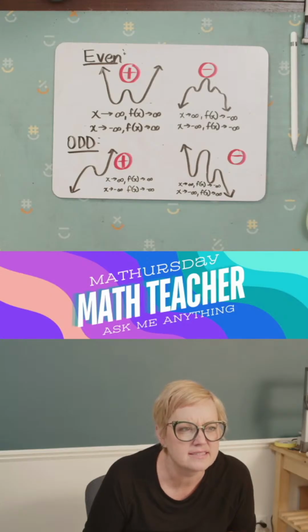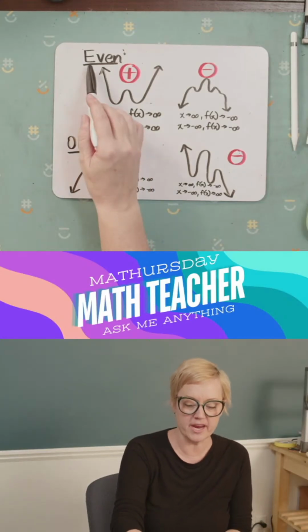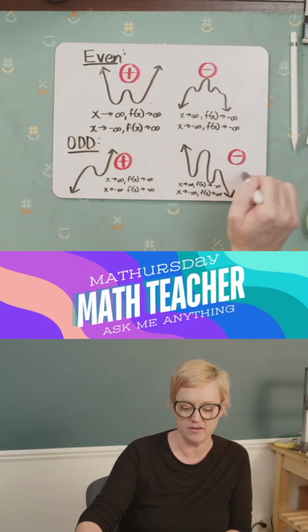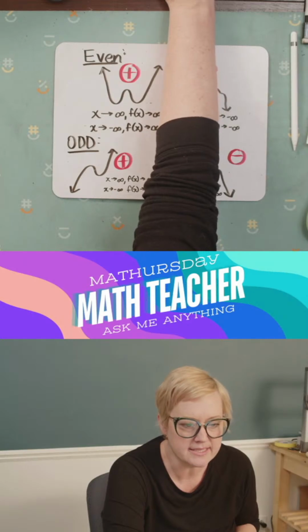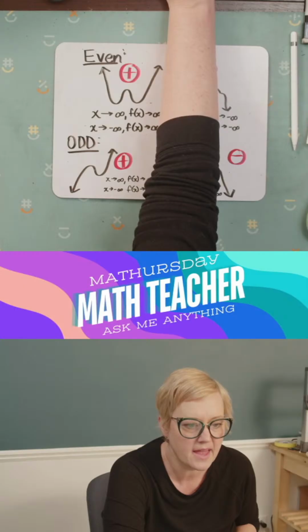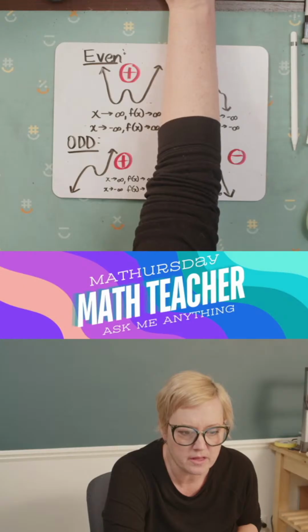All right, let's see. Yeah, leading coefficients and degrees. So the degree is even or odd, and the leading coefficient is positive or negative. So let's do an example.